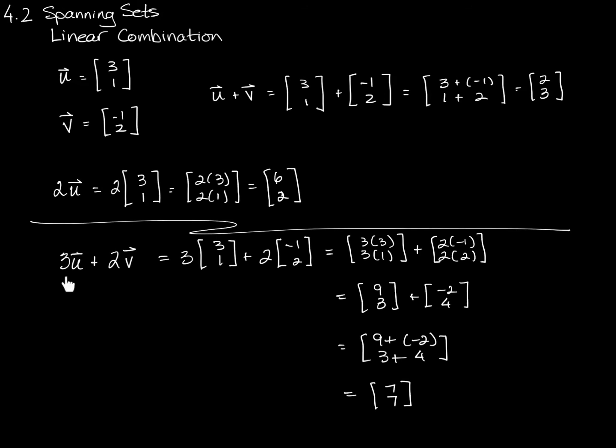What I have here, 3u plus 2v, and the result of the actual operations that we did to get to the final vector, this is called a linear combination of two vectors. I'm not actually restricted to only working with two vectors. I think I'll go to another screen.